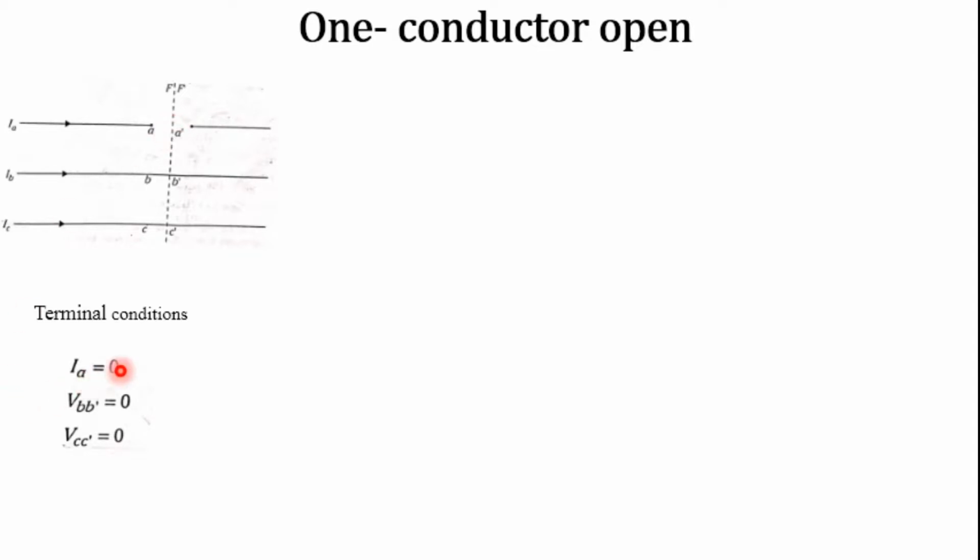So IA is equal to 0, because there is a fault at this point, the line gets open and there is no current. Similarly, the voltage across the B phase and C phase is going to be 0, that is VB B dash is 0 and VC C dash is also 0. And we know that we have to calculate the symmetrical component relation.